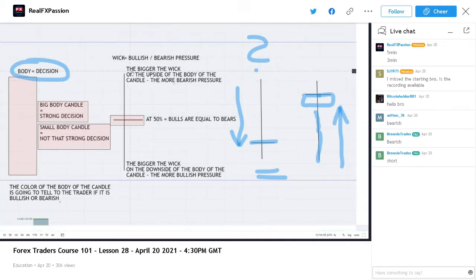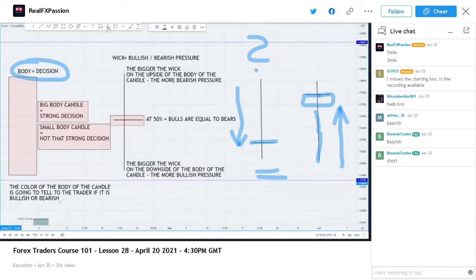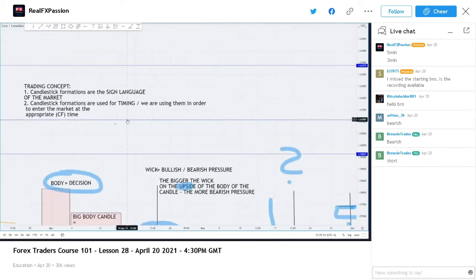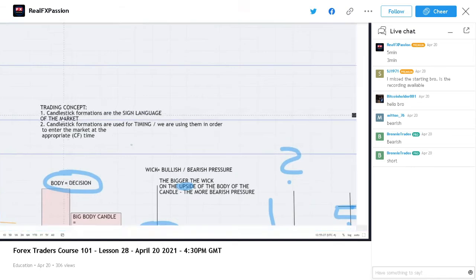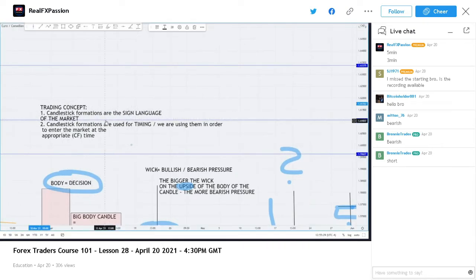And it goes like this: the bigger the wick on the upside, keyword, on the upside of the body of the candle, the more bearish pressure we have. And the bigger the wick on the downside of the body, the more bullish pressure. Okay? And remember, trading concept from the beginning: candlestick formations are the sign language of the market. Candlestick formations are used for timing. We use them in order to enter the market at the appropriate time.